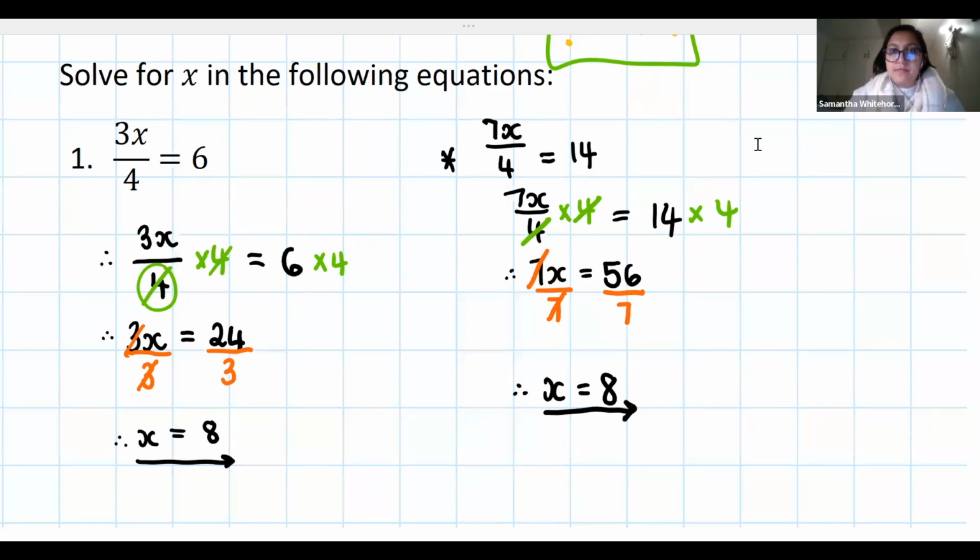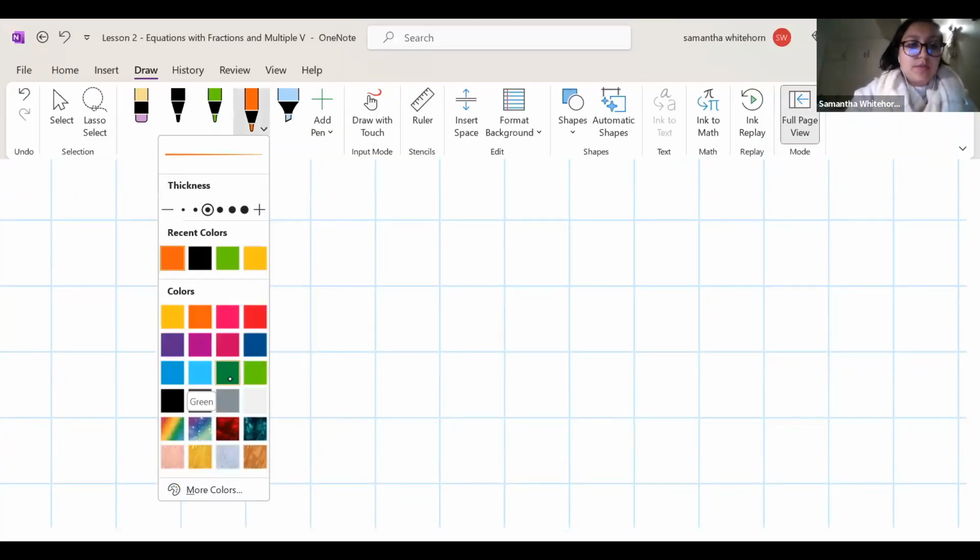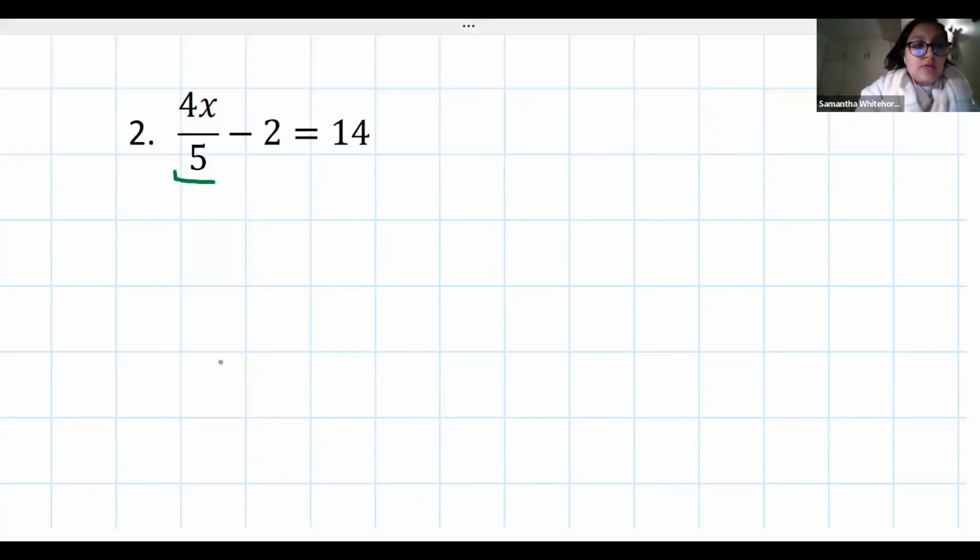Okay. Right, so let's have a look at another. Here we've got 4x over 5 minus 2 equals 14. What I want us to notice here is the fact that on the left-hand side, I actually have two terms. My first term is the fraction. My second term is that constant, minus 2.